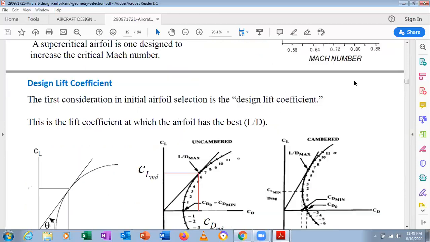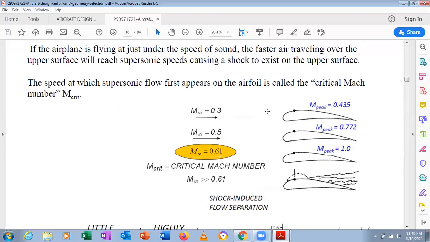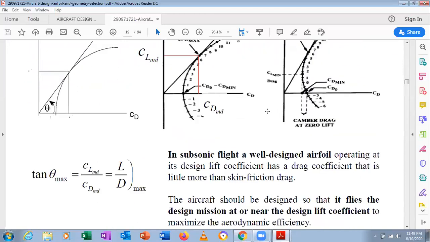Clear? So, design lift coefficient. The first consideration in the initial airfoil selection is the design lift coefficient. This is the lift coefficient at which the airfoil has the best L by D. What is this L by D? Lift to drag ratio. So we can look here, and this is called the min drag condition. This is the point where it is a minimum drag.